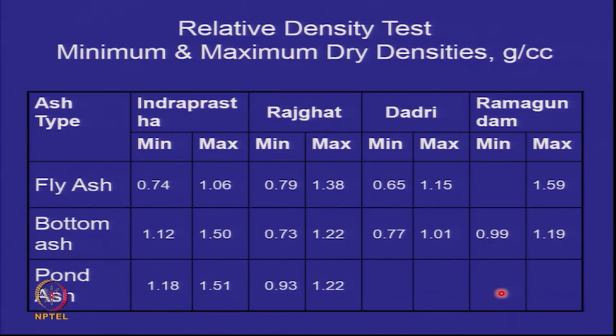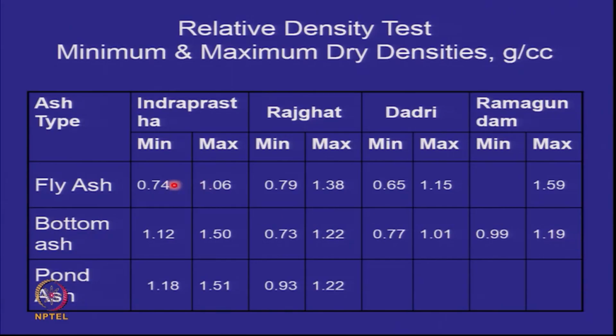If I do the vibratory test in the laboratory, what kind of maximum densities do I get? 1.06. For bottom ash I am getting 1.5, for pond ash I am getting 1.5. But basically from the vibratory test for these different locations, Indraprastha, Rajghat, Dadri, Ramagundam, different power plants, still I am in the range of 1.06 for fly ash, and I may go as high as 1.59, and similarly here 1.5, 1.22, 1.01. So typically 1 to 1.5 with vibratory compaction. Do remember that bottom ash will respond the best to vibratory compaction because it has no fines.